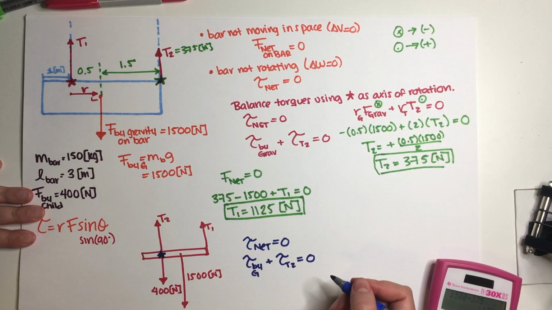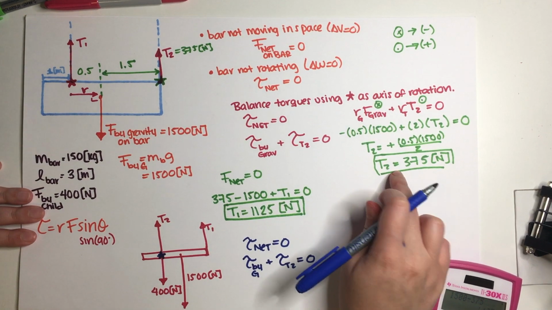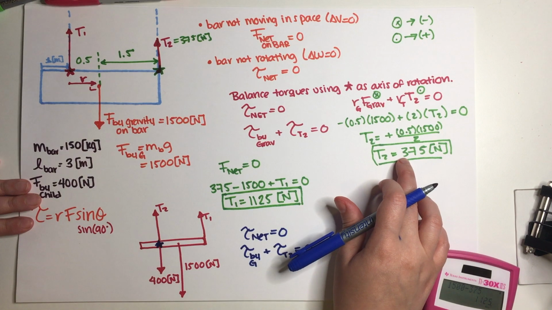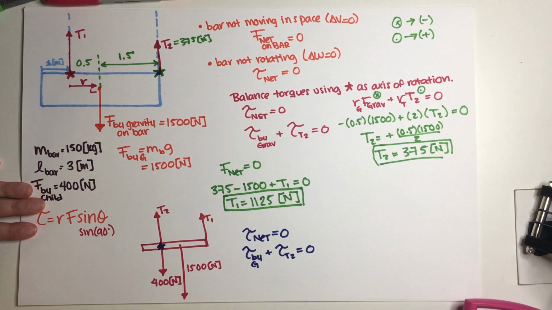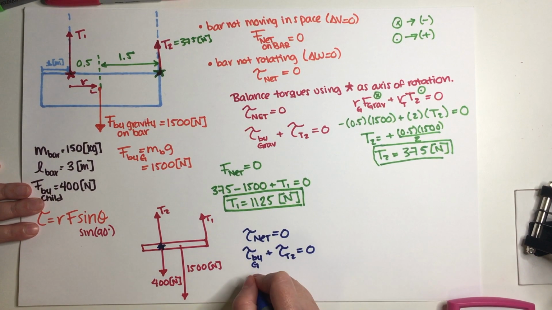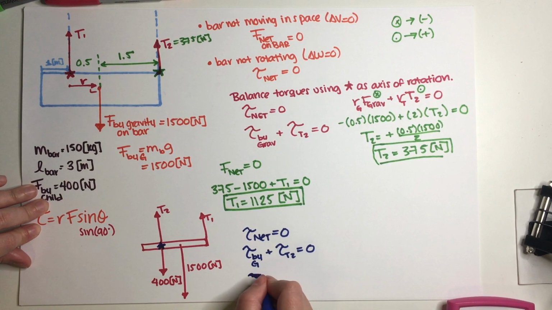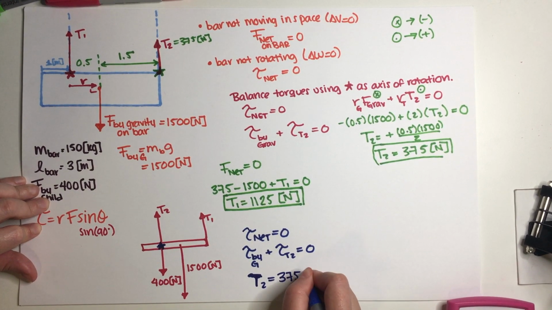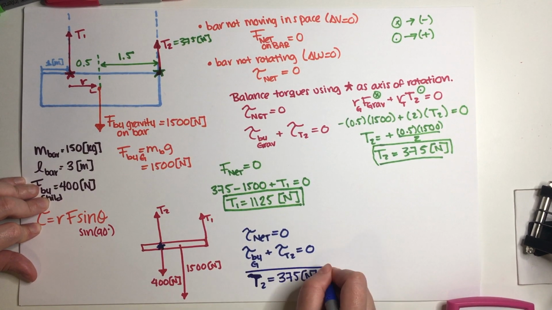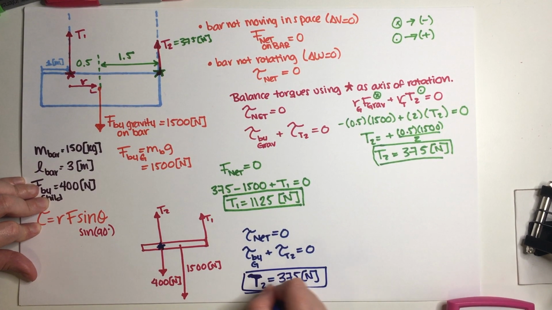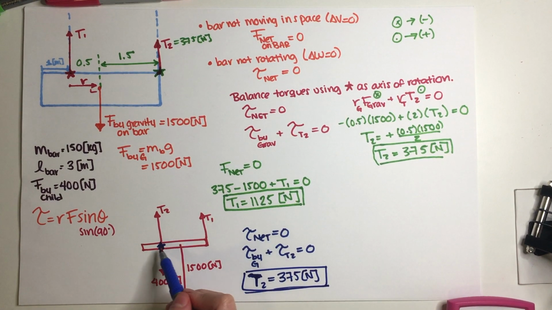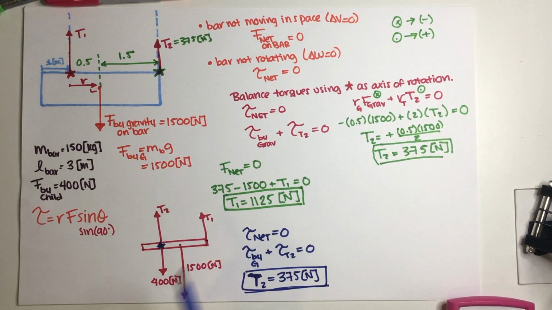And then what's going to happen? Well, I'm going to get this exact same result because nothing has really changed. I was clever about picking my pivot point, and I found out that T2 is still equal to 375 newtons. And I was able to skip a bunch of procedure just because I was clever about picking this pivot point instead of this pivot point.